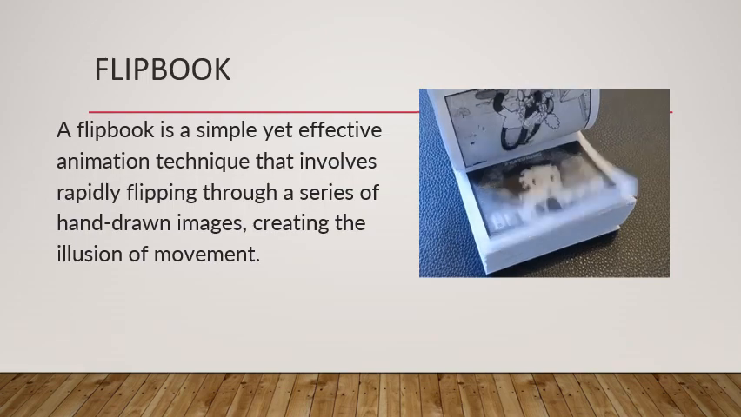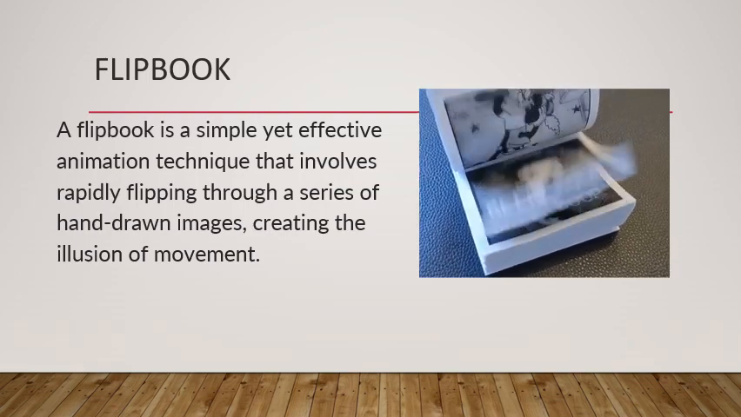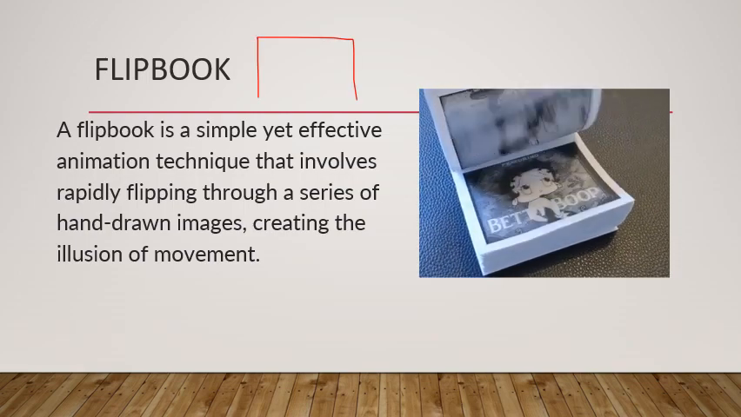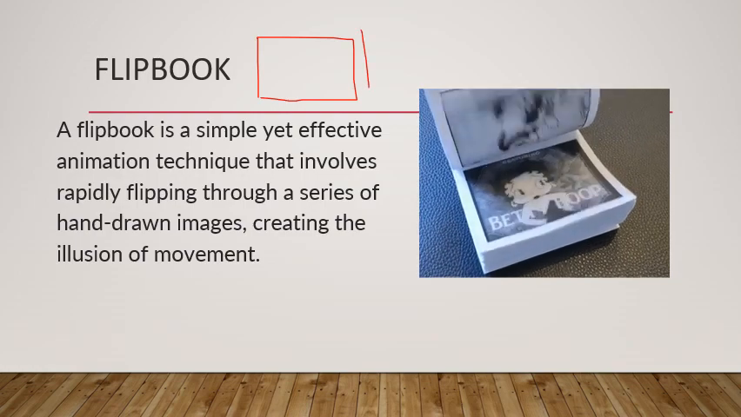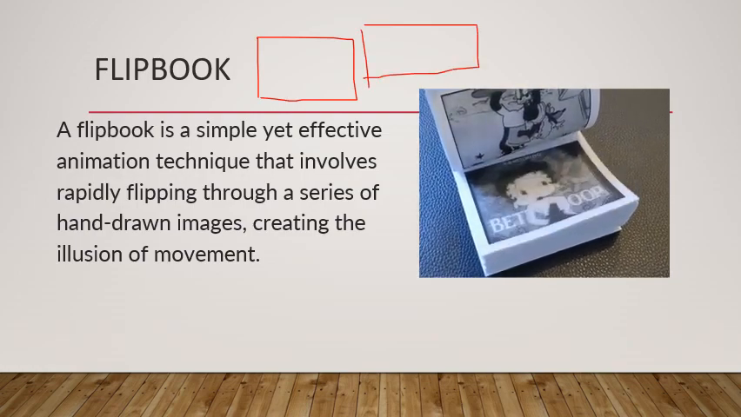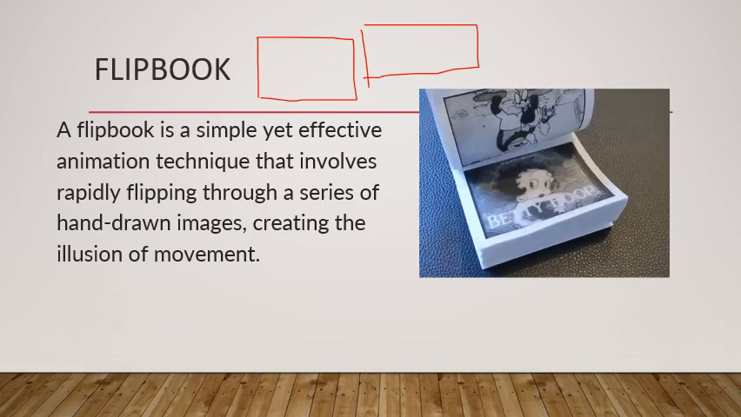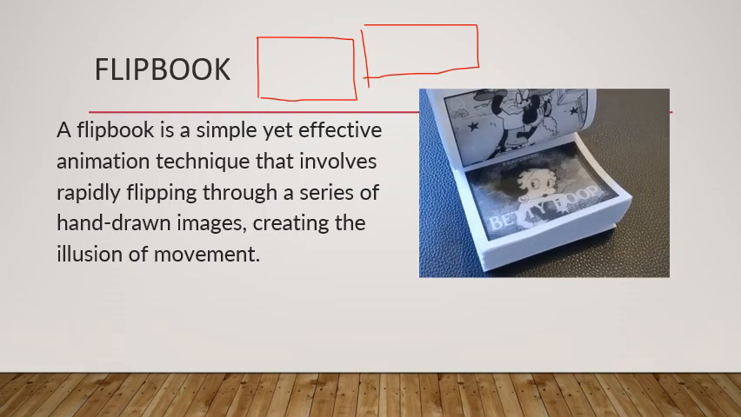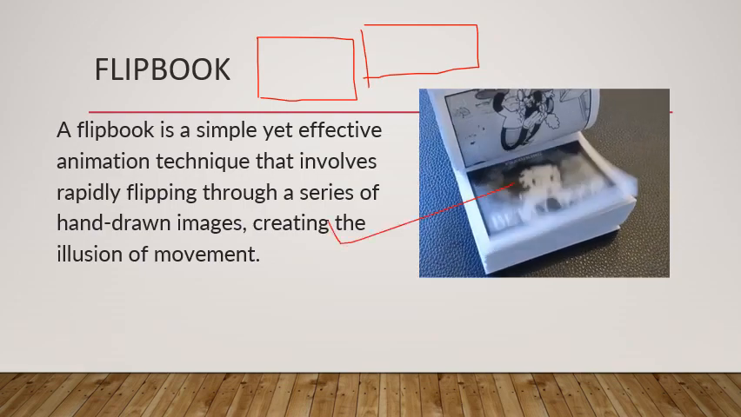First one is the flip book. So what is a flip book? In the flip book, we have to draw each frame with slight differences in the images, and by flipping it, we get the animation. Just like we can see in this animation.